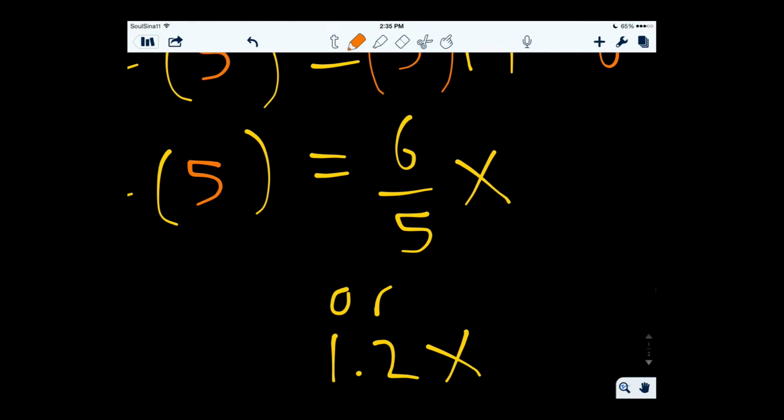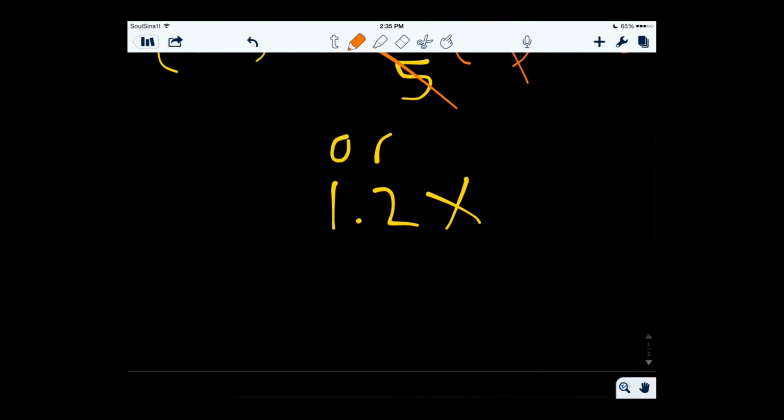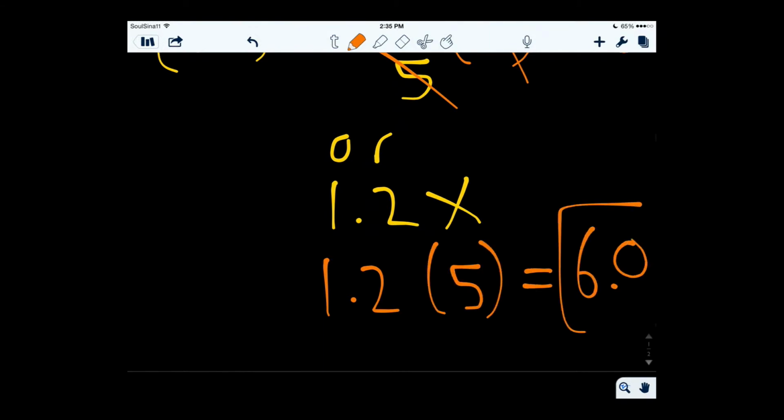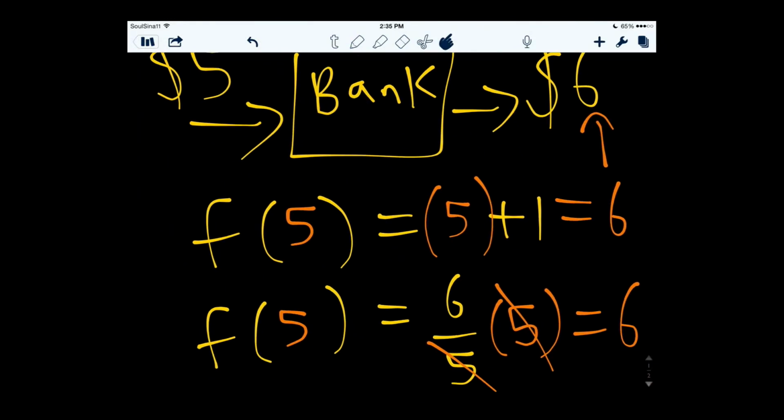Or in this case, plugging in 5, the 5s would cancel, giving us 6. Or in this case, 1.2 times 5 is 6. So a function is an input-output system.